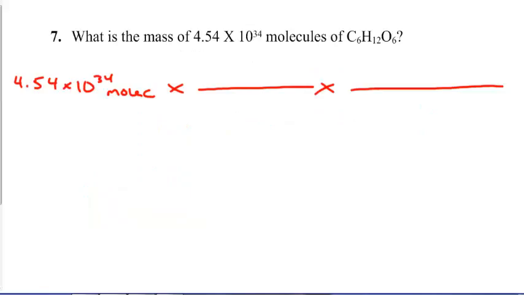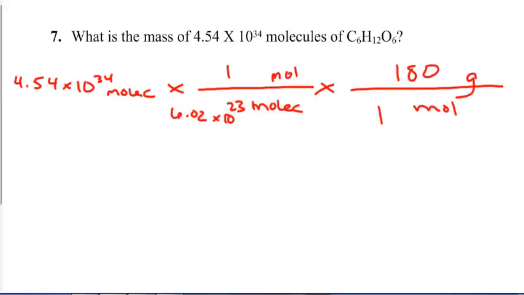You need 2 conversion factors again. Molecule to mole to gram. Bring molecules down, bring moles down. Put your numbers in, 1 in front of mole, 6.02 times 10 to the 23rd in front of molecule. The GFM for glucose, C6H12O6, is 180. That came from 12 times 6, 1 times 12, and 16 times 6, and then add them up for 180.